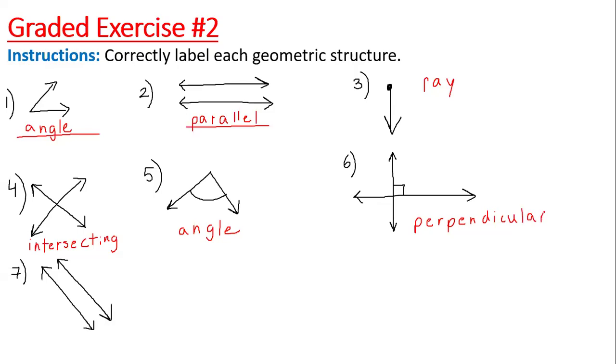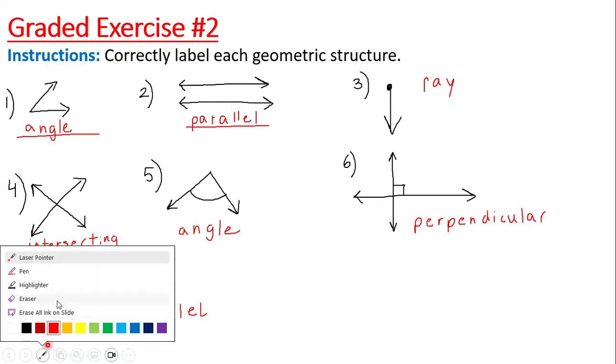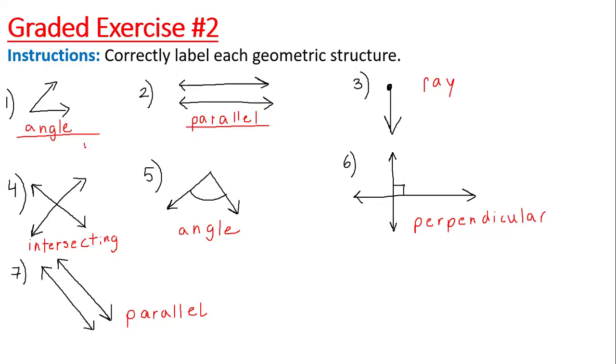And number 7 is what? That's definitely gonna be a parallel line. Parallel. Very good. So we have, yeah, anyone got 7 out of 7? All right. 7 out of 7. I did. That's excellent.